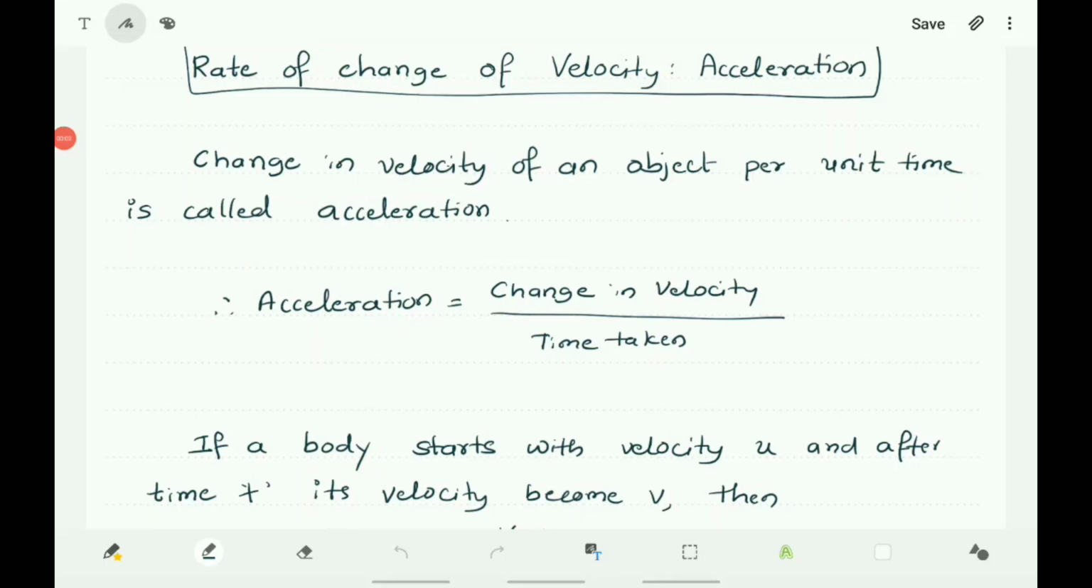Children, it is a continuation of the chapter motion. Now let us discuss the rate of change of velocity, that is nothing but acceleration.